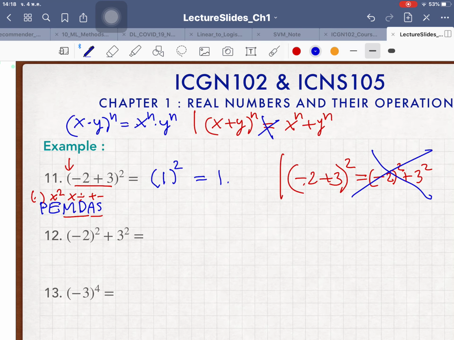Alright, how about the next problem? Here again, you just find each term. Minus 2 squared means that you have 2 repeating terms of minus 2. So this will give you minus 2 multiplied by itself. Then plus 3 squared. 3 squared is just 9. Minus and minus, you get plus. So actually you get 4 plus 9, you get 13. That's the answer.